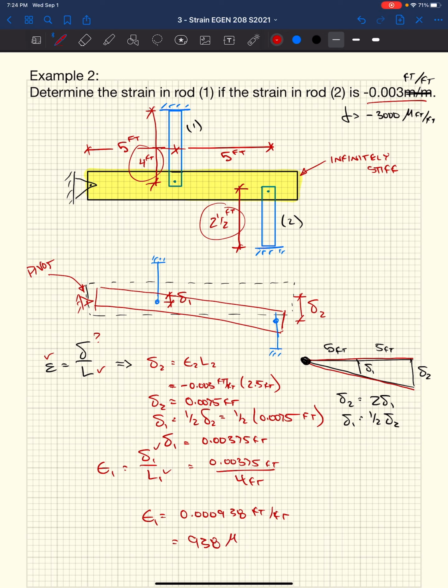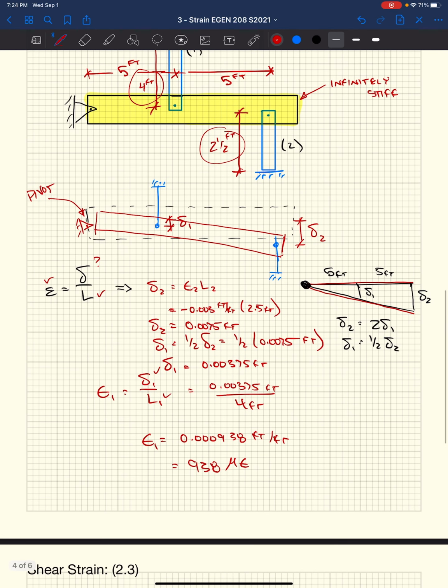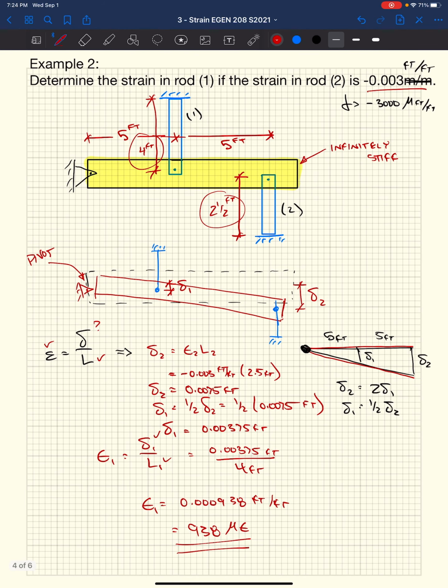or 938 microstrain. Sometimes denoted as just strain, because inches per inch, meters per meter, it's unitless. So regardless of what units you attach to the end of it, it's essentially just strain. Microstrain tells us that it's 1 times 10 to the negative 6th, so 0.000938 instead of 938. But sometimes it's easier to do full numbers, such as that. So that would be our answer to example 2. And that's really normal strain.